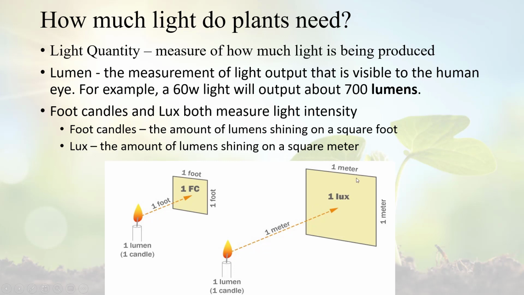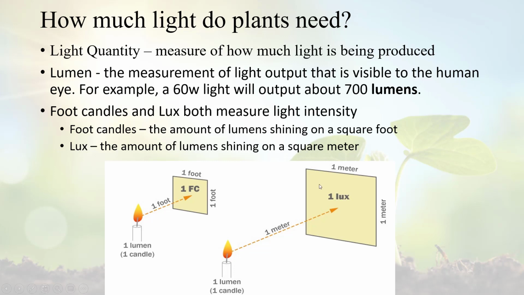We're doing metric, right? So we take our 1 lumen, we put it a meter away from a wall, and the amount of light that we see, the intensity of light that we see in a 1 meter by 1 meter square, we refer to as lux. And then we use these two measurements to quantify light quantity or light intensity of different lights that we saw.